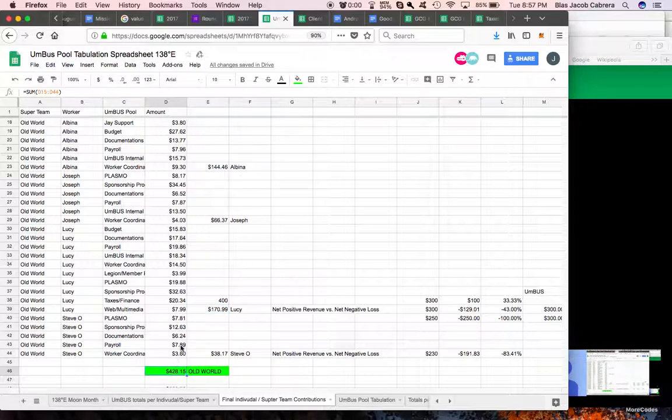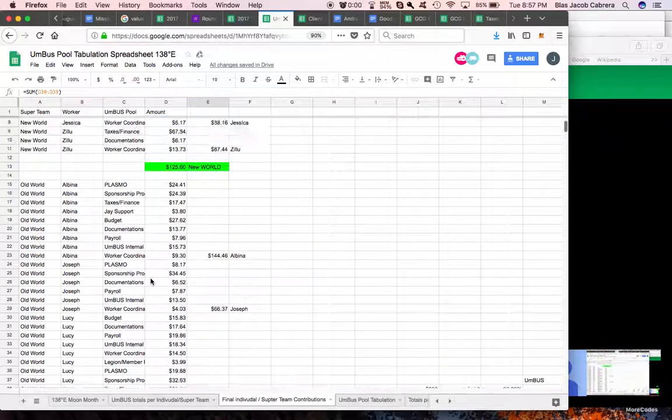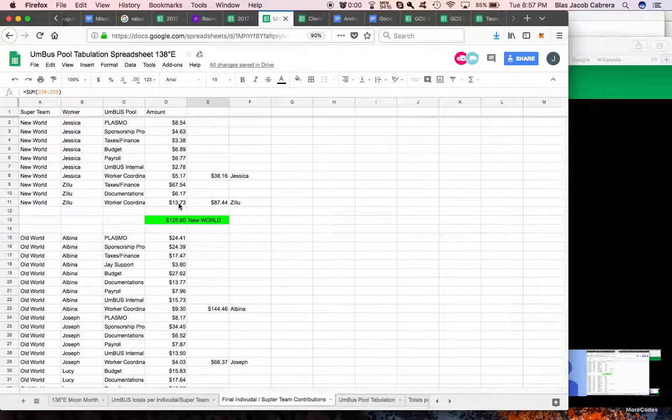One is to get the exact old world number. Also, now Lucy can go to any team she wants to, right? Or let's say Zilu. So Zilu has $87. He can switch teams and go to old world and bring his $87 with him, right? So it makes it very flexible that people can move and change around their buddy teams and everything.